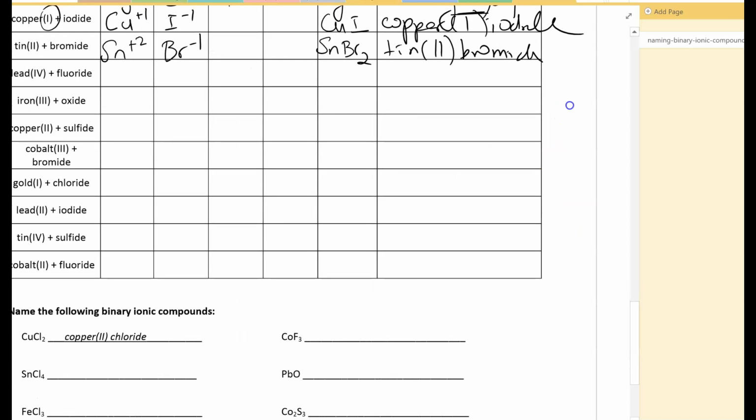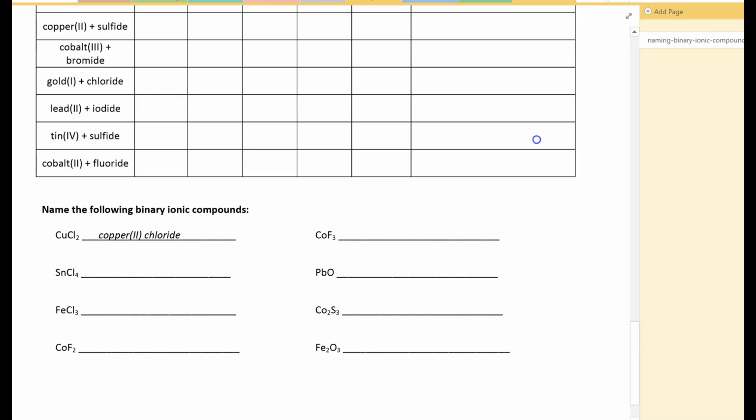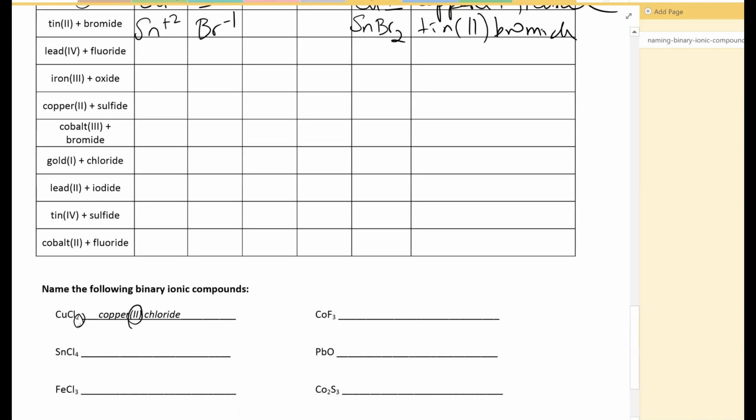So finish that up. You also have to name them here. When you're naming it, you have to use the anion's charge and figure out how many of them you have here. So you can see chloride, there are 2 of them, so that means copper must be +2, and that's why they put that 2. So go ahead and work on that and finish that.